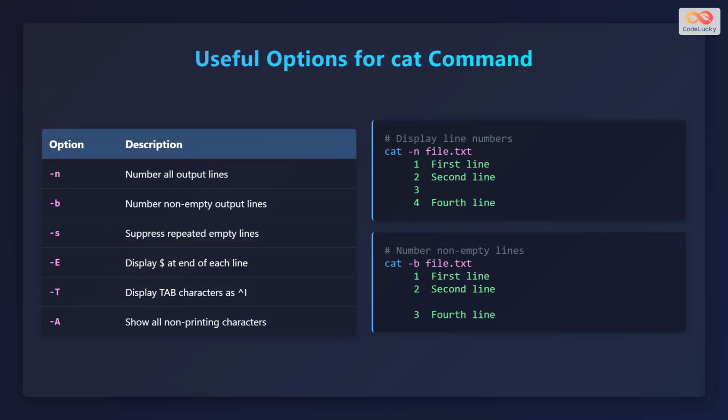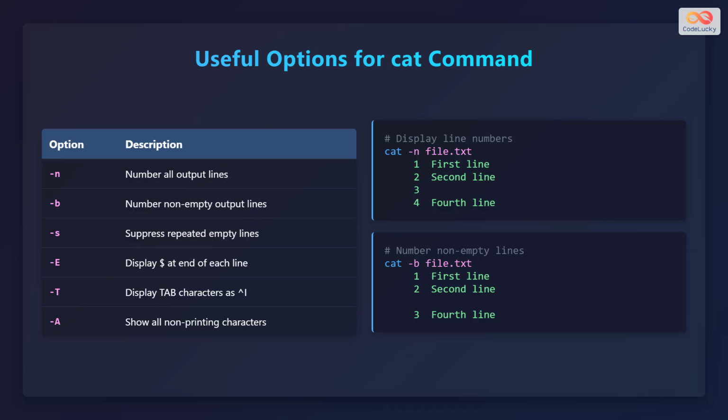Here are some useful options for the cat command. The option -n is used to number all output lines. The option -b is used to number non-empty output lines. The option -s is used to suppress repeated empty lines. The option -E is used to display a $ sign at the end of each line. The option -T is used to display tab characters as ^I. The option -A is used to show all non-printing characters.